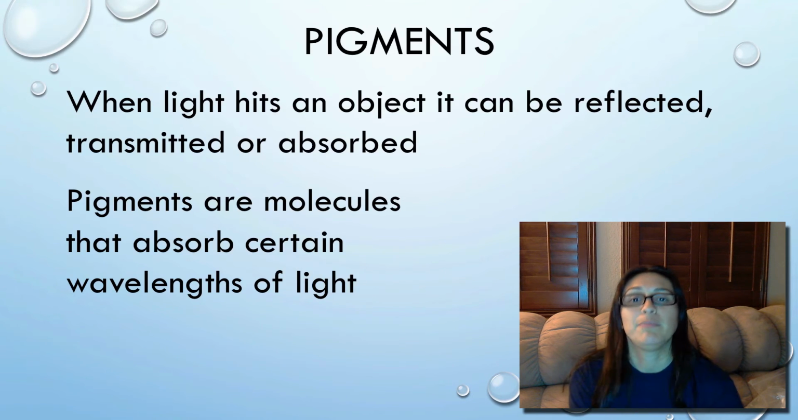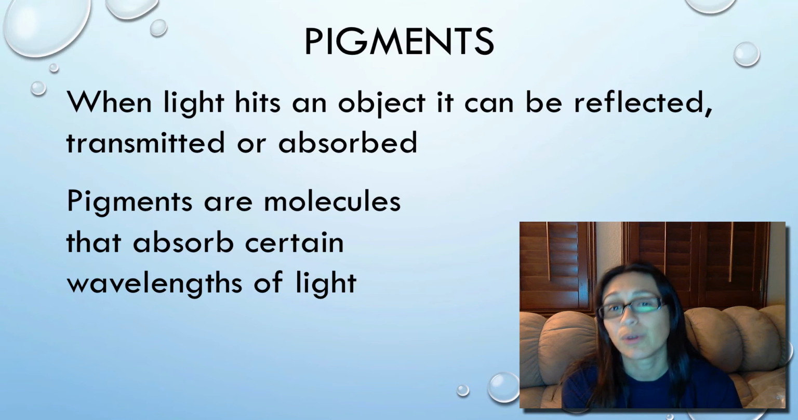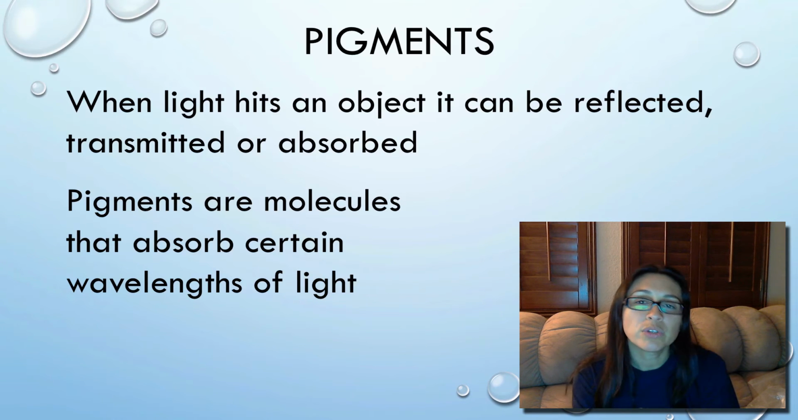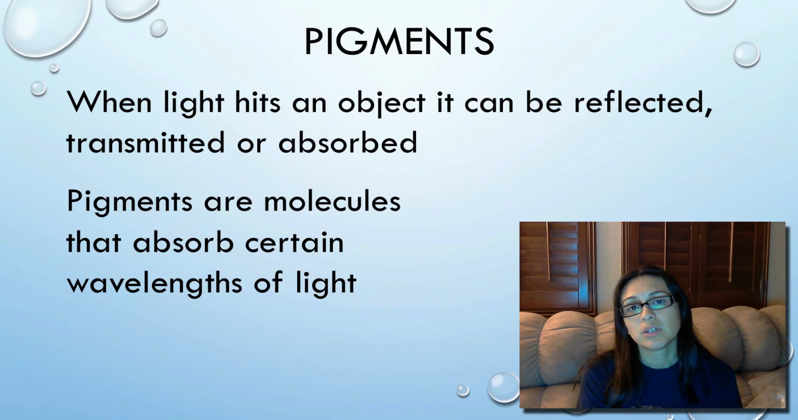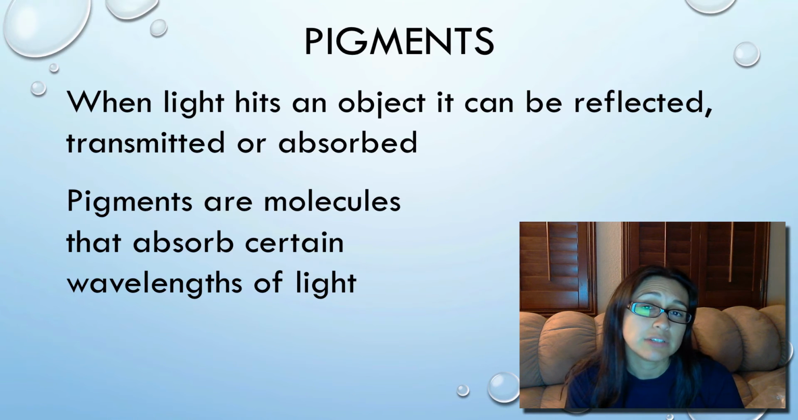Pigments are very, very important, and you could probably think of a super important pigment when you think of photosynthesis, and the one that pops in your head is probably chlorophyll. So pigments, when you talk about light hitting an object, when light hits an object, it can either be reflected, transmitted, or absorbed. And where pigments come in here is pigments are molecules that actually absorb certain wavelengths of light. So they can absorb certain amounts of energy from light.